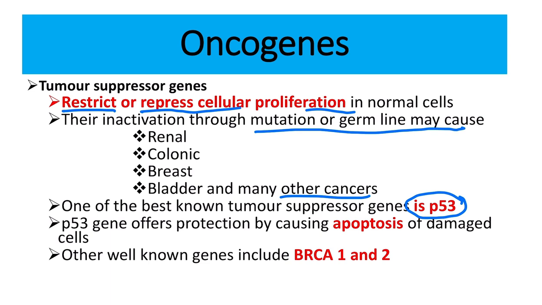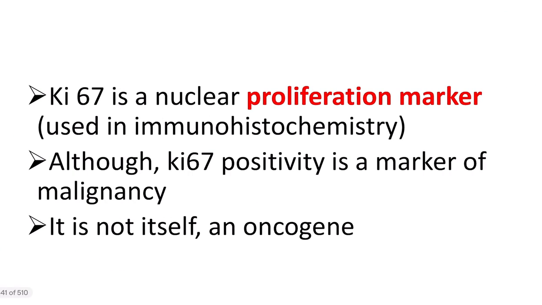The p53 gene offers protection by causing apoptosis of the damaged cell. So when a cell is damaged, we don't want to keep this cell, so apoptosis of this cell occurs. Other well-known genes include BRCA1 and BRCA2.